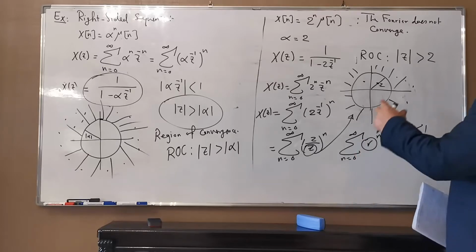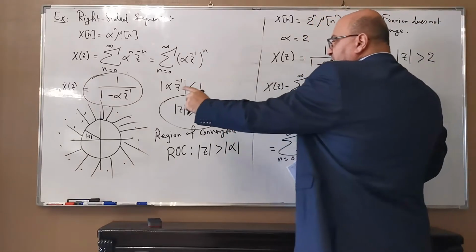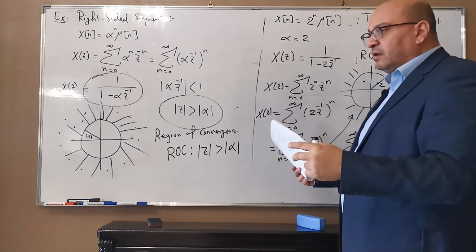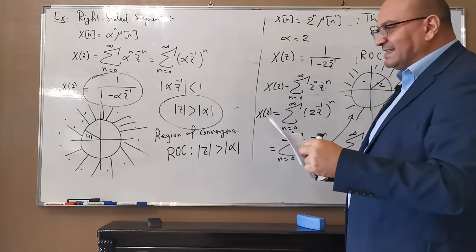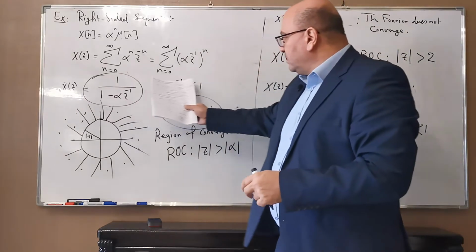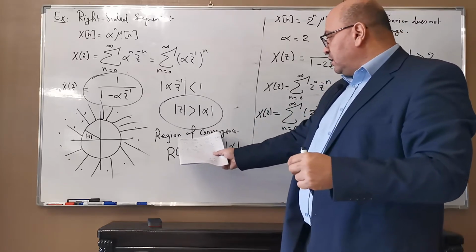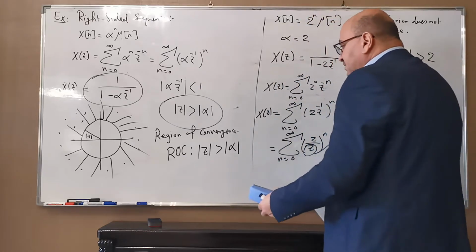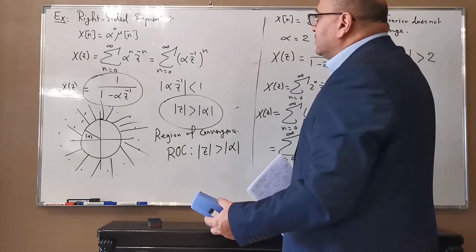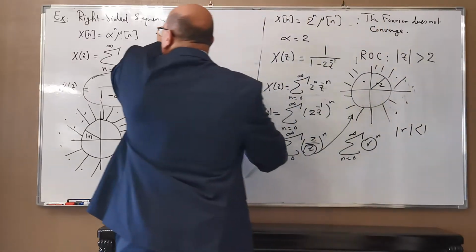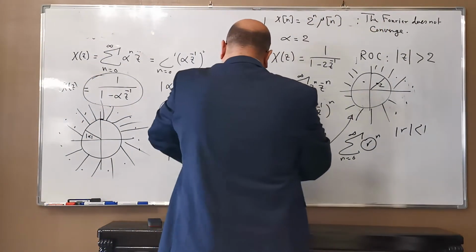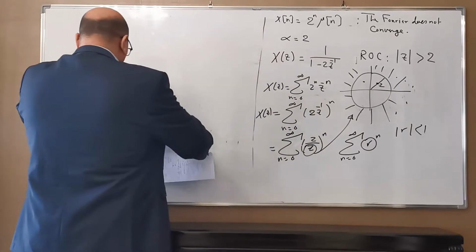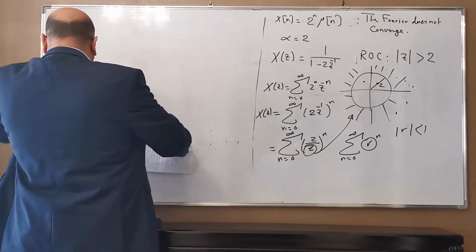This is why we have a very important parameter here for x of z, which is the region of convergence. Both of them are a counterpart, a pair. X of z should always be teamed with a region of convergence where x of z exists and has a value, otherwise it diverges. So this is the right-sided sequence, and these are some of the points that we mentioned about the region of convergence, which is very important.